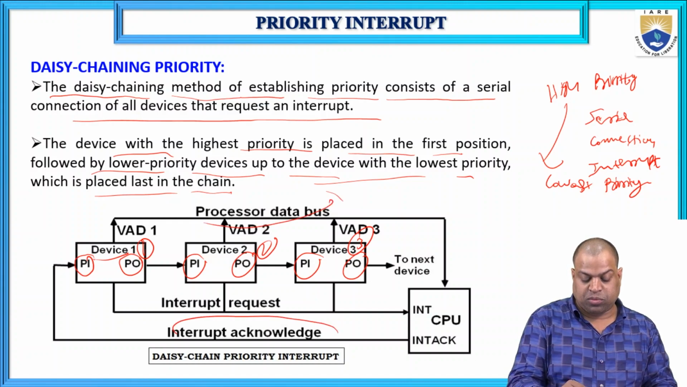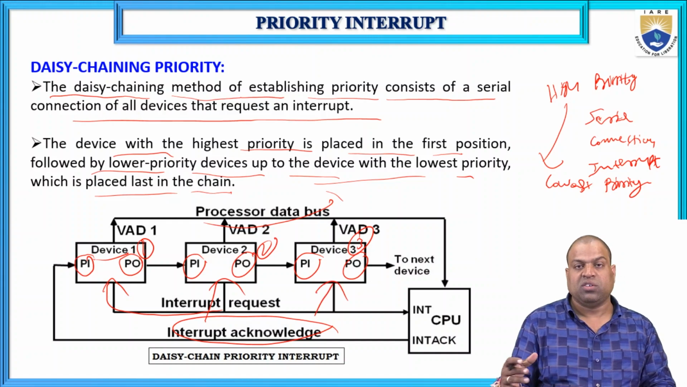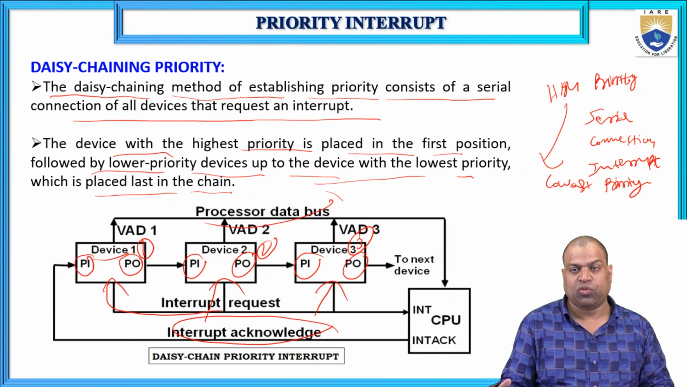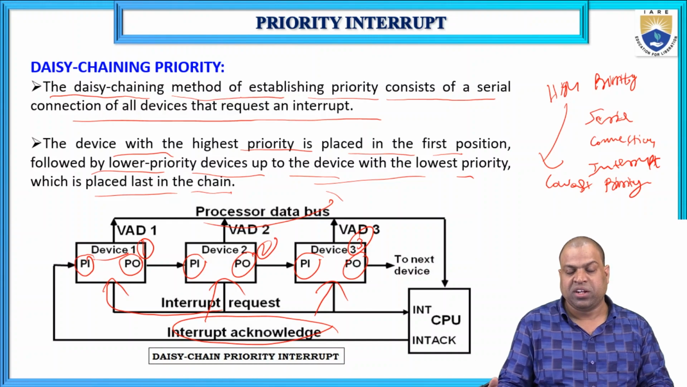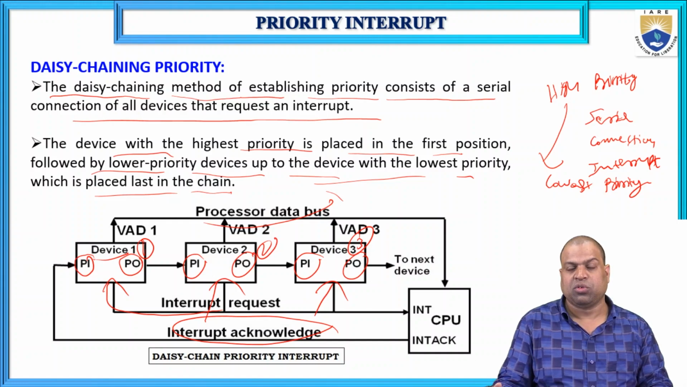So in the interrupt daisy chain priority, there is an interrupt request. Multiple devices are there. Which one has to be connected to the CPU first? There are three devices waiting for the CPU. Which one gets the first connection? Where so many devices are waiting for a CPU connection, priority should come into play.